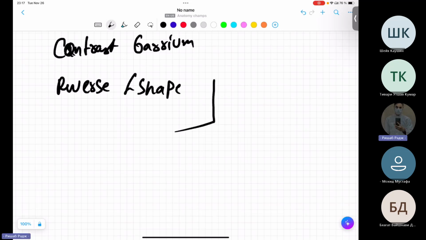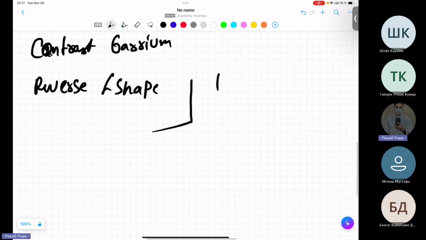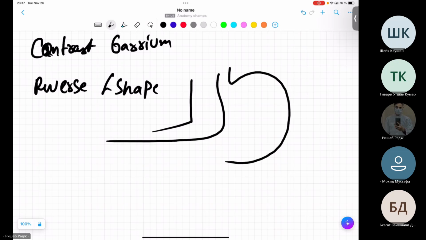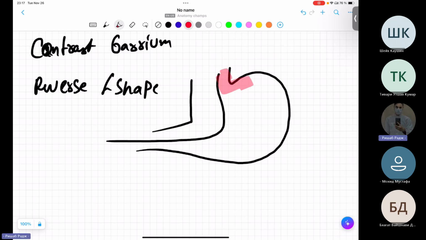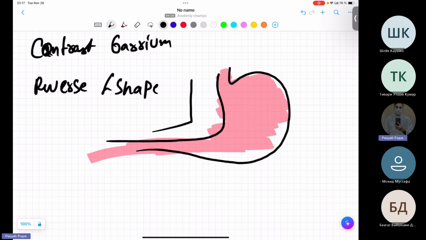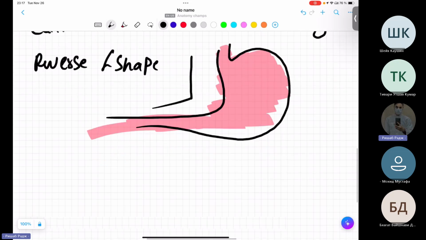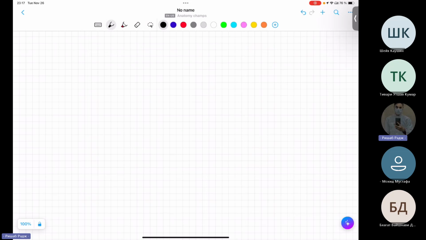Reverse L shape means somewhat like this. So your stomach will be like this. This is your reverse L-shaped stomach. Till now, what have you studied? Stomach is a J-shaped structure. Well, that was good enough for your NEET exam, but now you are in med school.